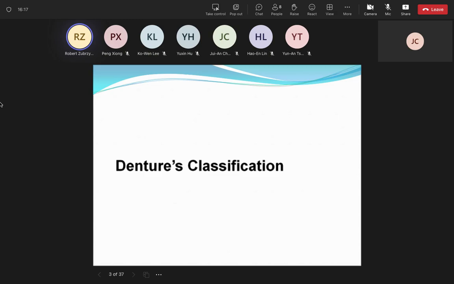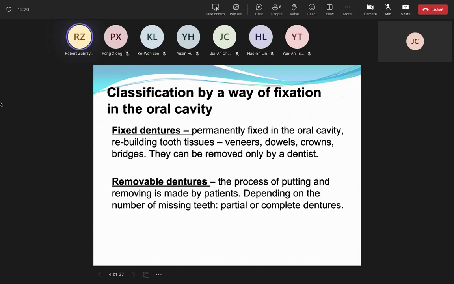Now a few words about classification. So we can classify by a way of fixation in the oral cavity. And here we have fixed dentures and removable dentures. The first group are permanently fixed in the oral cavity, rebuilding tooth tissues, like veneers, dowels, crowns, bridges. They can be removed only by a dentist. In the second group, removable dentures, the process of putting and removing is done by patients. Depending on the number of missing teeth, we have partial or complete denture.